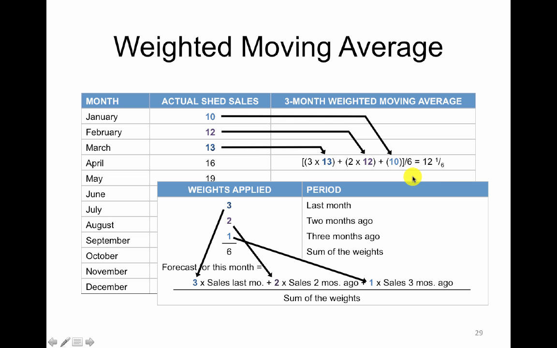So the only difference is that in this case, you're giving greater weights to more recent sales, but you can really weight however you want. So this example gave greater weights to more recent sales, but you have the luxury of changing that as you see fit.